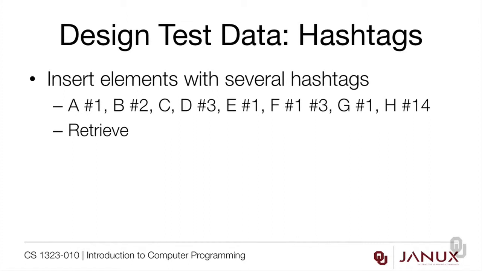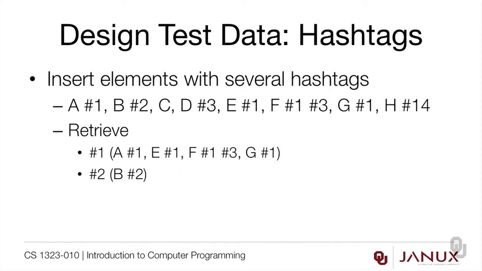And then we're going to need to do retrieves. So some examples, if we retrieve number 1, we should get A number 1, E number 1, F number 1, number 3, and G number 1. If we retrieve hashtag number 2, we should get just B number 2. If we retrieve hashtag number 3, we should get D number 3, F number 1, number 3. And if we retrieve hashtag number 13, we should get nothing. So those are some good possibilities to look at.